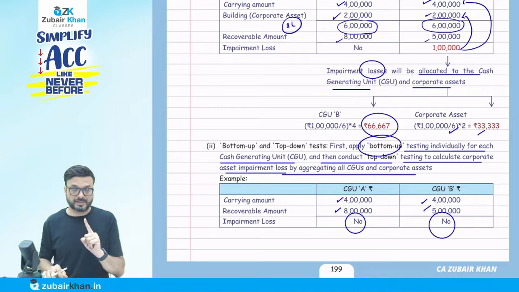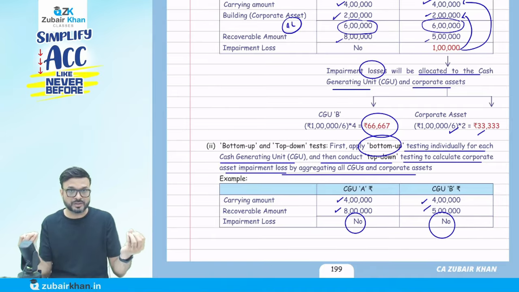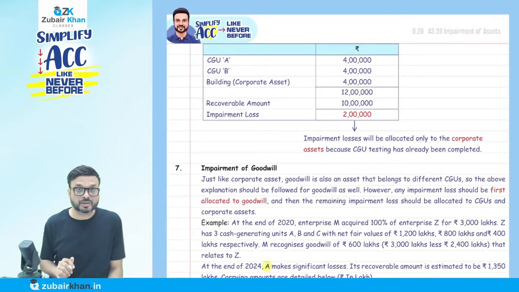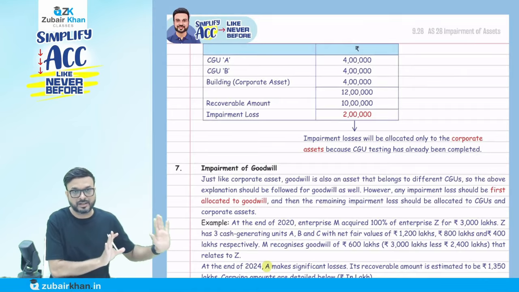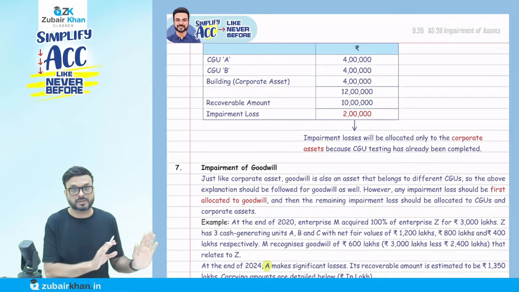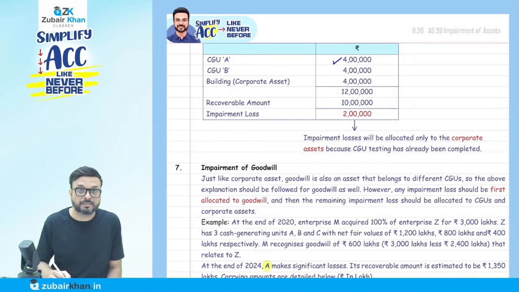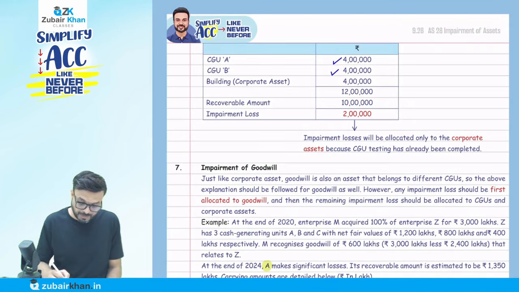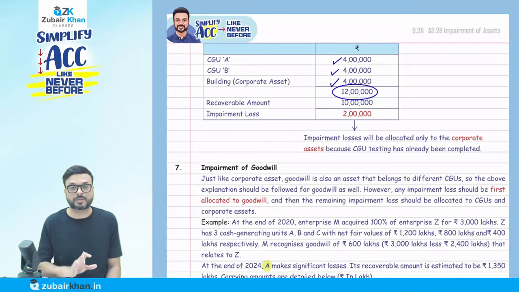Now there is one corporate asset that I'm not able to allocate between CGU A and CGU B. So what I do is make a group. First, individually calculate for CGU A and CGU B separately. There is no impairment loss. Now we'll make a group. CGU A carrying amount is 4 lakh, B is 4 lakh, and suppose the building, the corporate asset, is also 4 lakh. So the carrying amount of all the CGUs and the corporate asset is 12 lakh. And suppose the recoverable amount is 10 lakh.